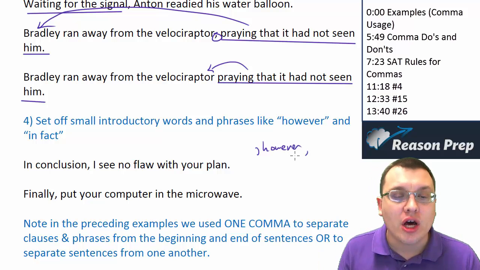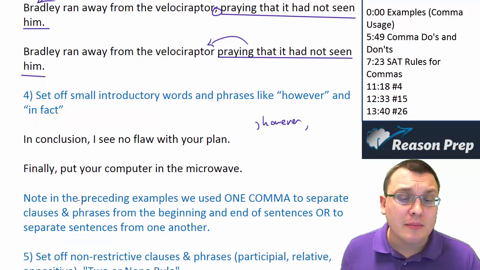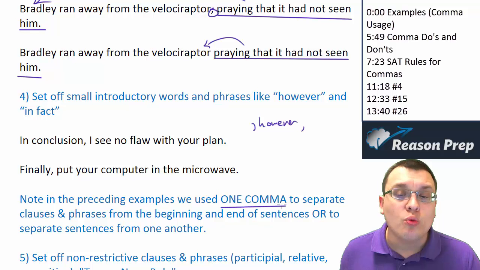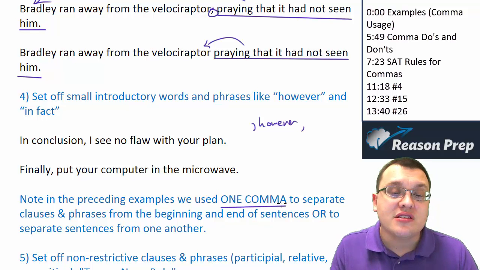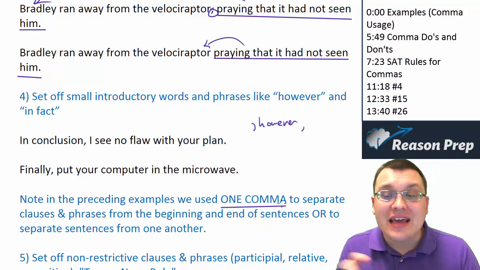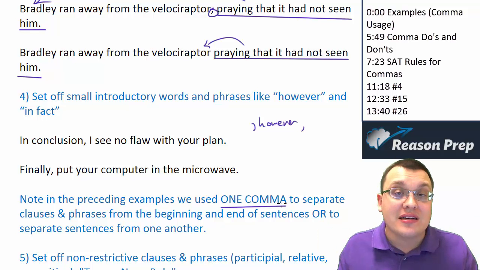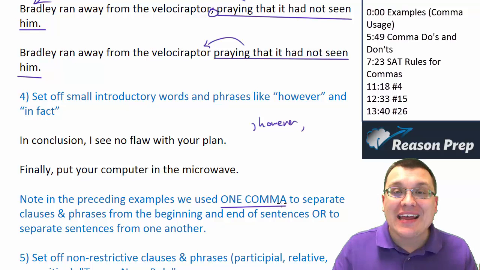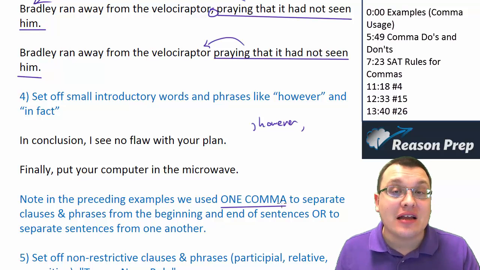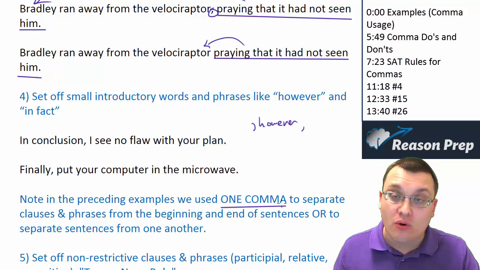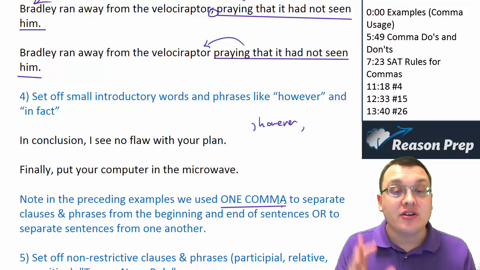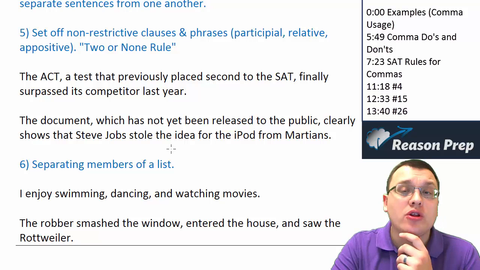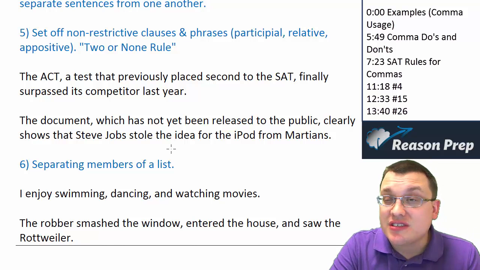Again, it's that two or none rule, which we can summarize. Note in all these examples, except for part of number 4, we used one comma to separate clauses and phrases from the beginning and the end of the sentence, right? Or to separate entire sentences from one another. So we use one comma when we're adding things to the beginning and the end of sentences, whether it's a phrase or another whole sentence. We use a single comma to do that. In the following couple of examples, we're going to look at ones where you're using two commas. So this is the two or none rule.